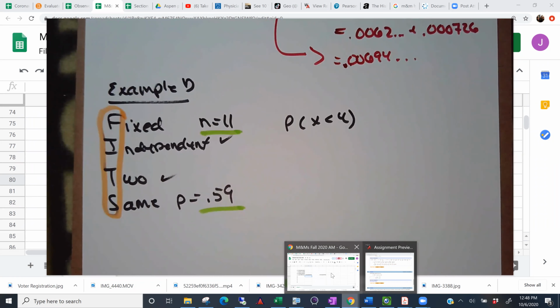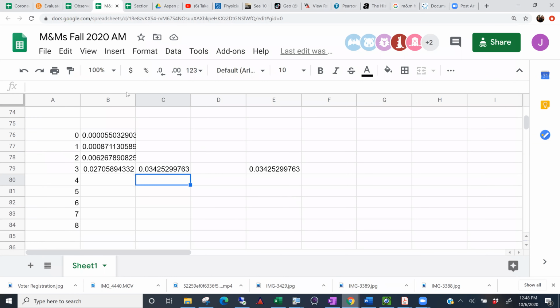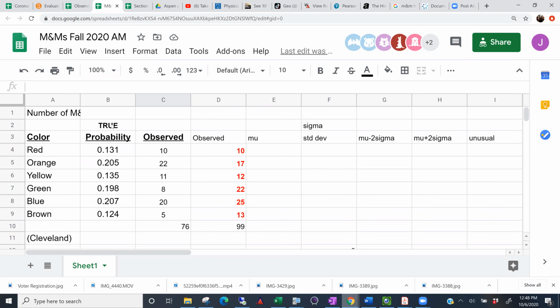Let me put in some numbers here for us. I sent you this link in the chat earlier, so let me go back to that. There we go. And here are my observed values for all these M&Ms, and I could treat each one of these as a binomial random variable, a binomial random experiment.